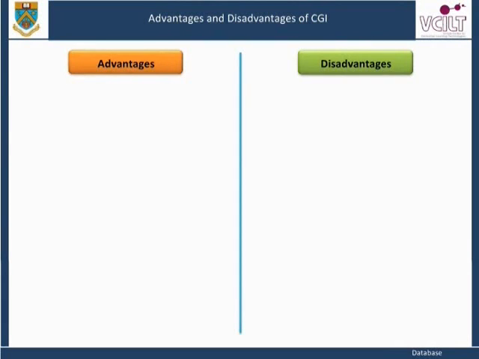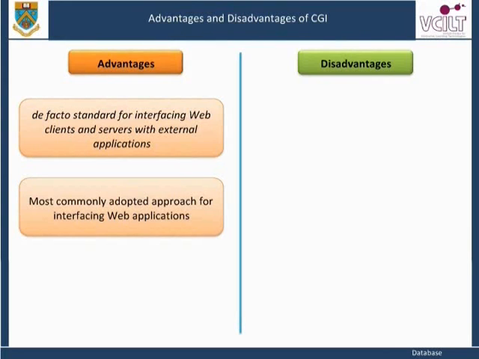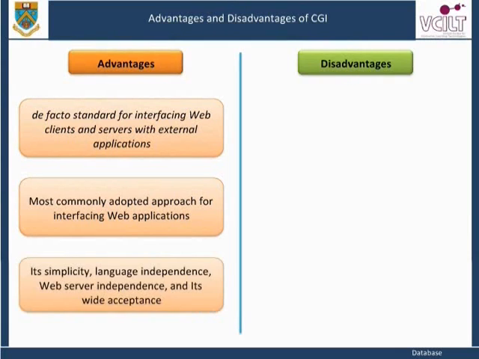Let us now look at the advantages and disadvantages of CGI. Advantages. CGI is the de facto standard for interfacing web clients and servers with external applications, and is arguably the most commonly adopted approach for interfacing web applications to data sources, such as databases. The main advantages of CGI are its simplicity, language independence, web server independence, and its wide acceptance.